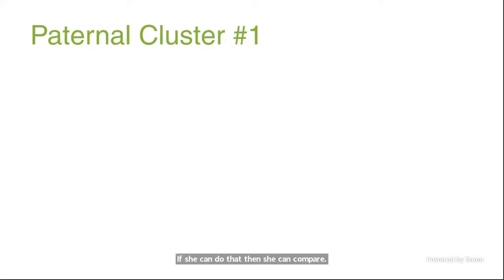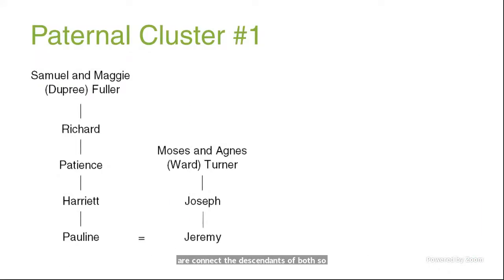She goes back to paternal cluster number 1 and she discovers that there's a Samuel and Maggie Dupree Fuller who appears in several of her trees. And she had to go way down her list to get this. As she looks at all their descendants, they had a descendant named Pauline who married Jeremy, who was the grandson of Moses and Agnes Ward Turner.